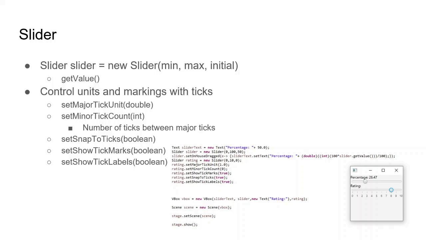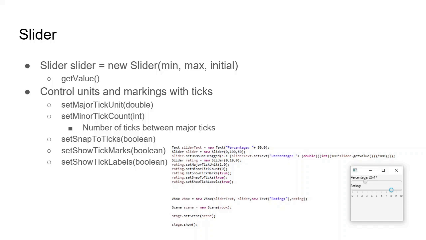And so we can set whether the slider will snap to the ticks, meaning that the only possible values of the slider are the major and minor ticks. We can also set if we want to show the tick marks themselves, or just the labels, or both. So you can see in this example, we have a percentage slider going from 0 to 100 that we can put any value in between, although for display purposes, I made it only show the first 2 decimal points.